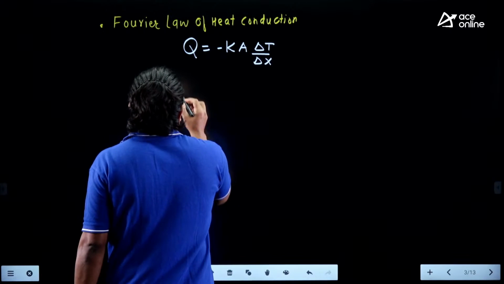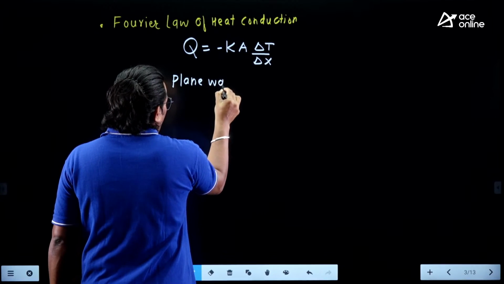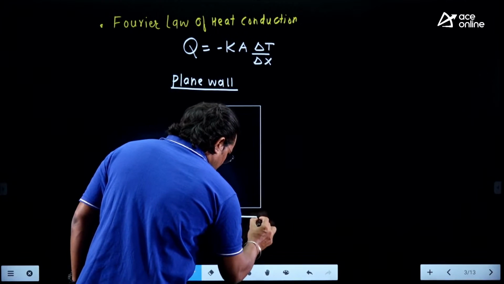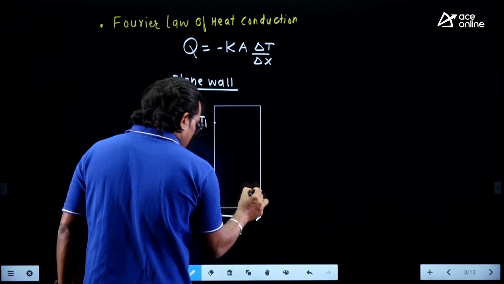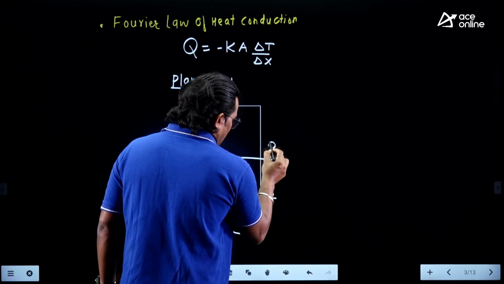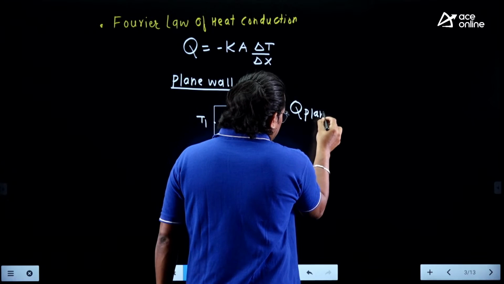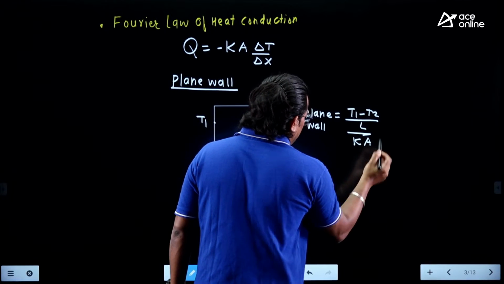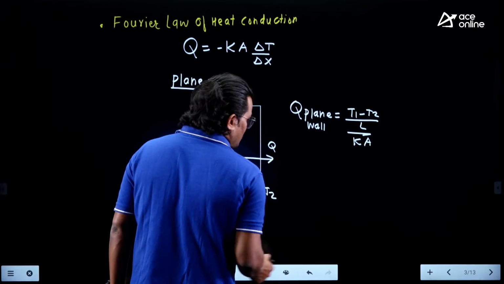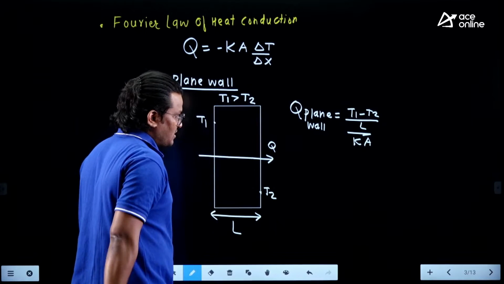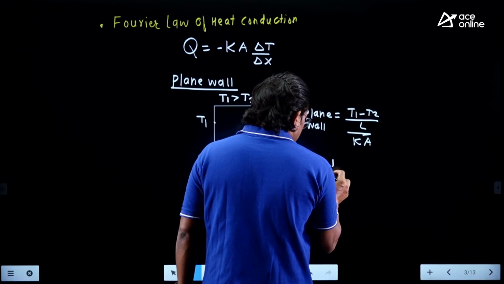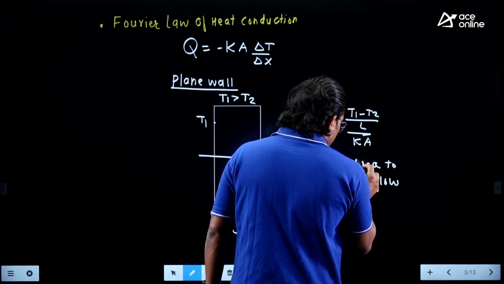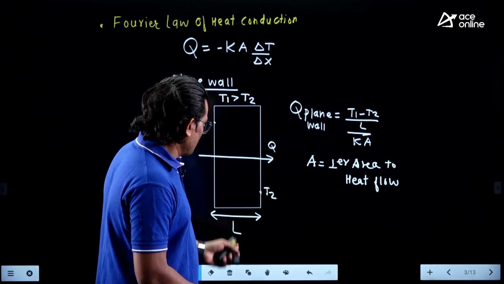Suppose you apply this equation in case of plane wall. So let us say you are applying in case of plane wall. This part is L. This is T1. This is T2. And there is a heat transfer. So heat transfer in plane wall is Q equals T1 minus T2 by L by K A. So listen carefully. Of course T1 greater than T2, where A is perpendicular area to heat flow. So this is the formula.